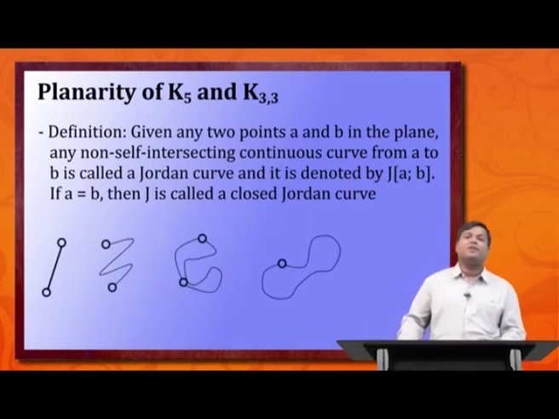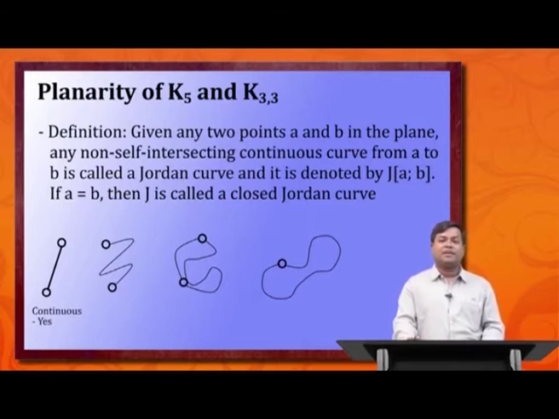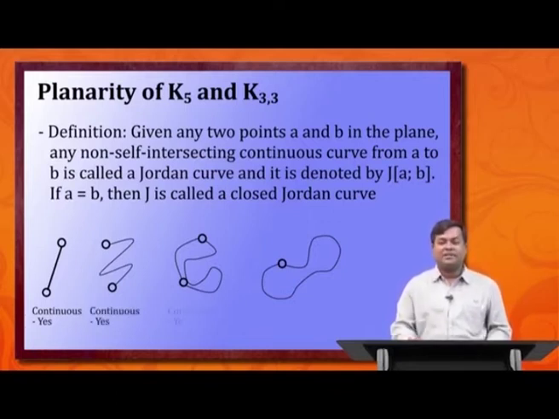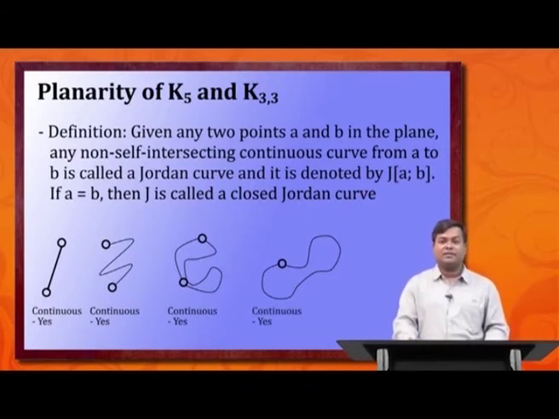So we have given 4 different curves just below this particular definition. The first one is obviously continuous. When I say continuous, it means we can draw that particular graph with a pencil. We do not need to lift the pencil from the paper. We can still smoothly draw it. Similarly, the second one is also continuous. The third one is also continuous. The fourth one is also continuous.